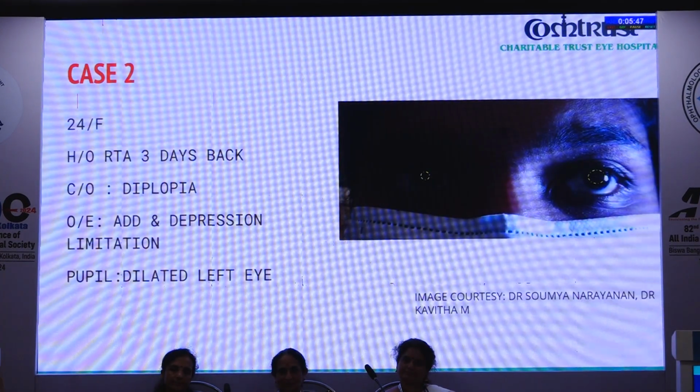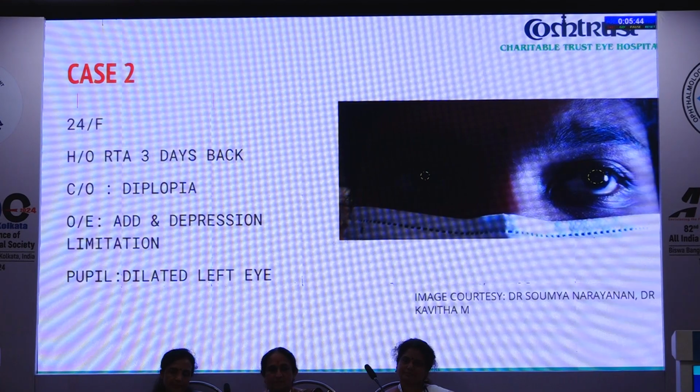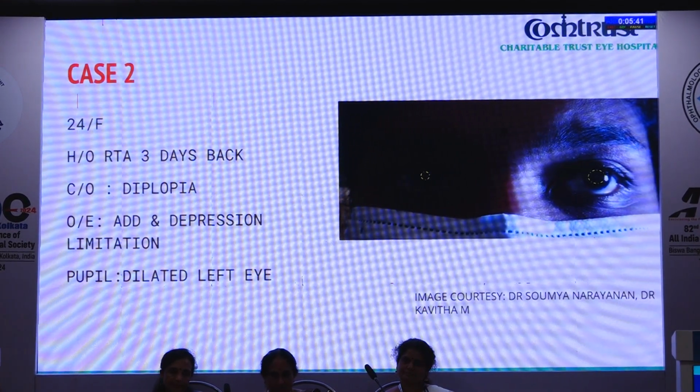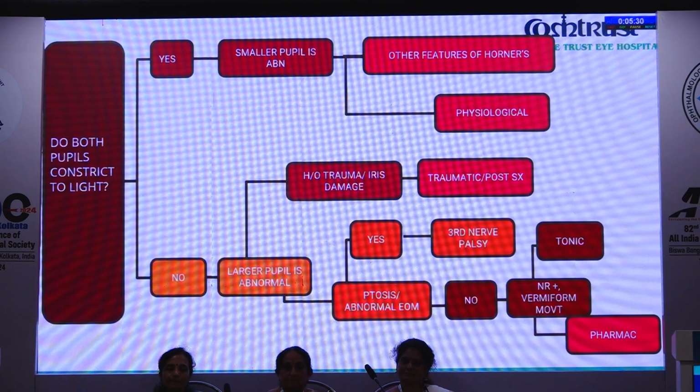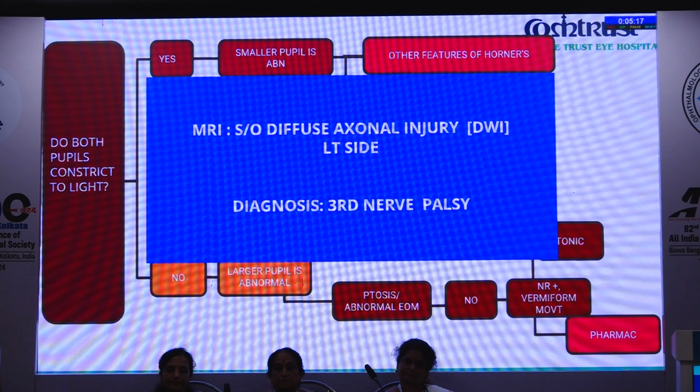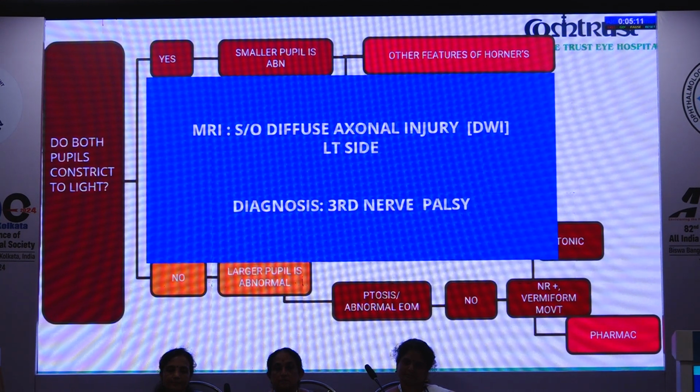The second case: a 24-year-old female with a history of RTA, road traffic accident, 3 days back. She had a complaint of diplopia. On examination, she had adduction and depression limitation, and the pupil was dilated in the left eye. I hope it is clear in the image. Here we checked again: was the larger pupil abnormal? If yes, then there was ptosis and abnormal extraocular movement, and so we considered a third nerve palsy. An MRI was suggestive of a diffuse axonal injury of the left side, and other clinical symptoms pointed to a diagnosis of an incomplete third nerve palsy.